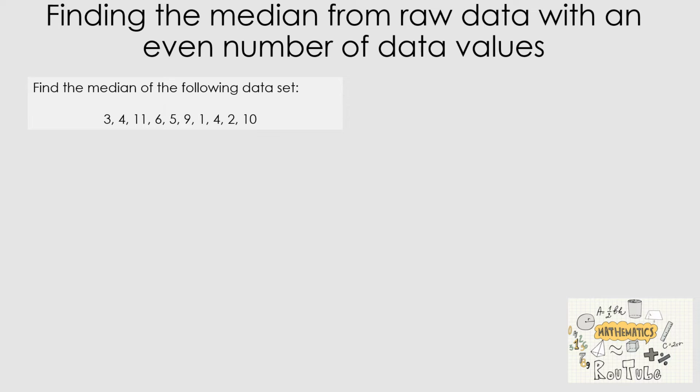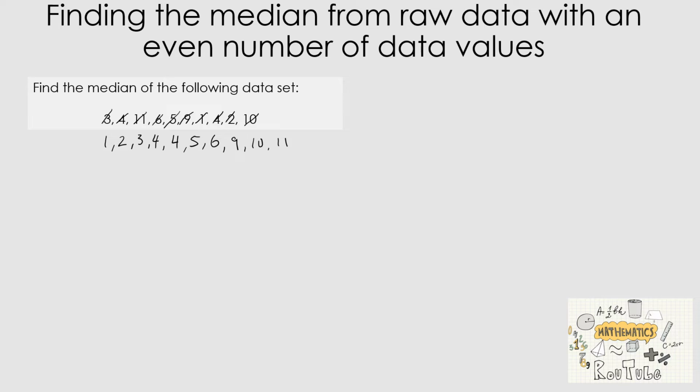Okay, now let's do the same thing, but this time find the median from raw data with an even number of data values. So find the median of the following data set. So now we should have 1, 2, 3, 4, 5, 6, 7, 8, 9, 10 data values. Okay, so there's an extra step when we have an even number of data values. So as always, and like we did before, let's reorder the values in ascending order.